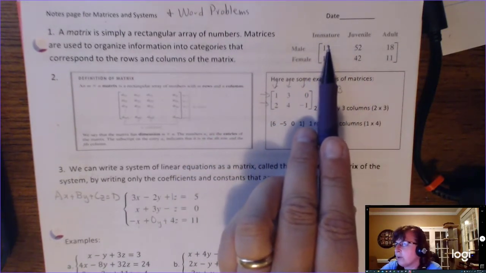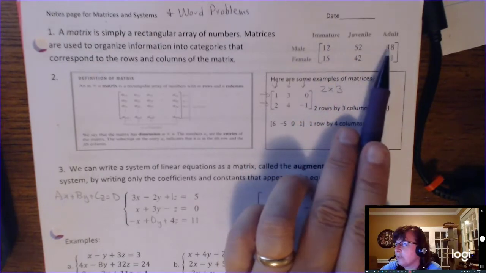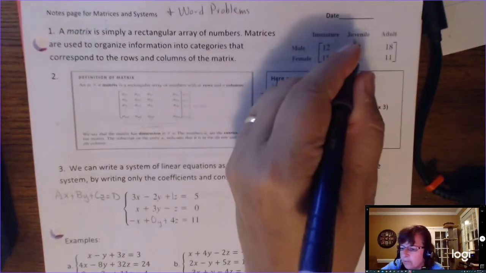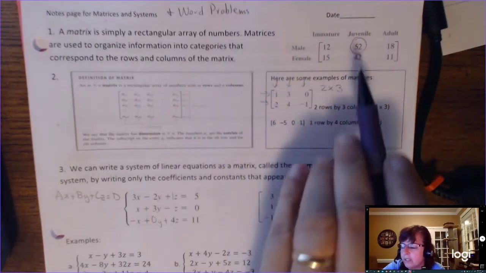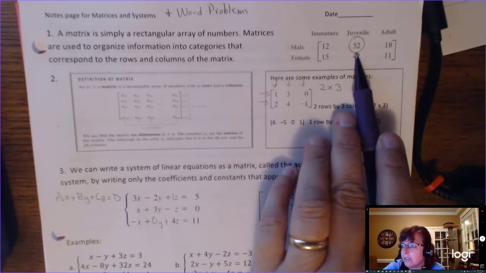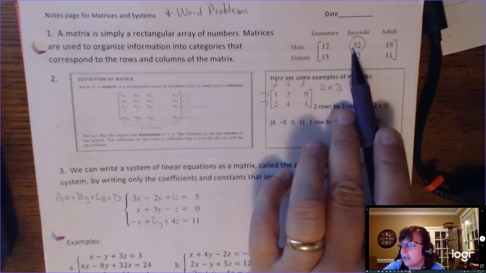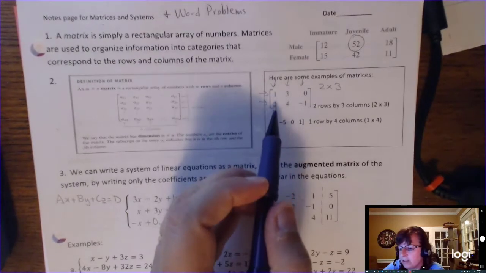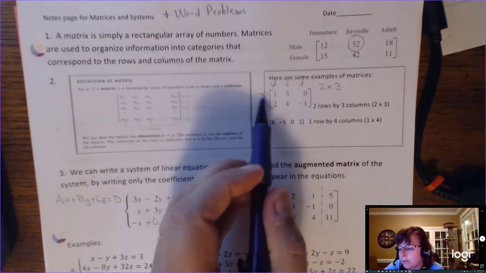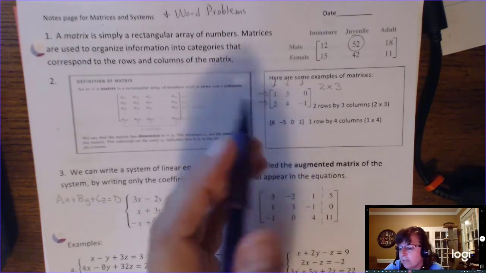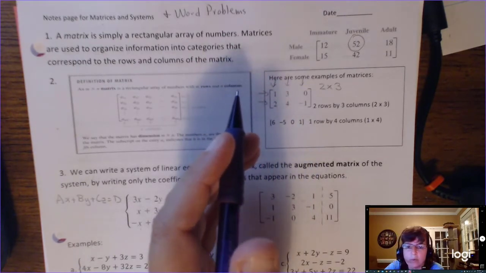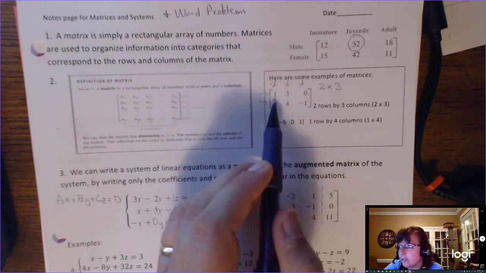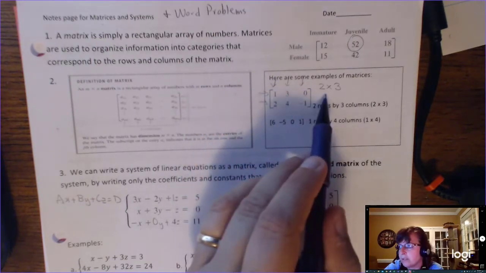So the columns are immature, juvenile, adult, and the rows are male and female. This element, that's what each individual number in here is called, because of its location, means that there are 52 juvenile males. When you're talking about dimensions, you always talk about the rows first and then the columns. So it's like RC Cola or remote control car. So this matrix here is a 2 by 3 matrix.